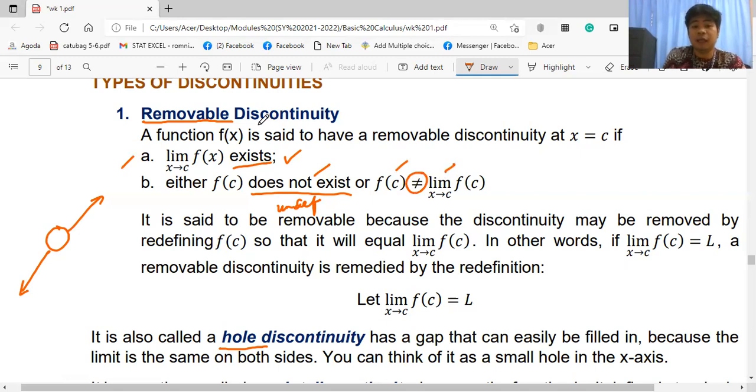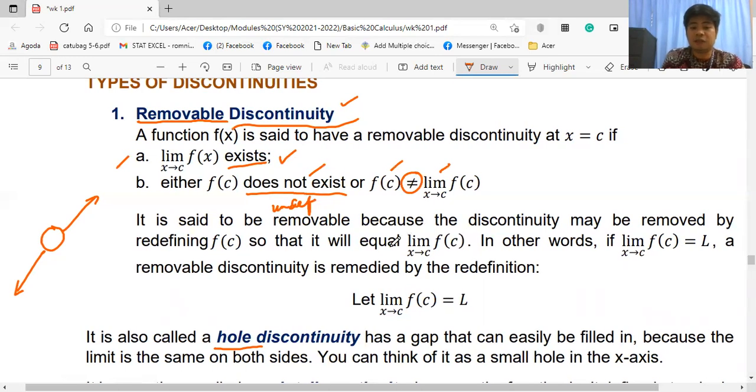Bakit kaya not equal? From that, we can say it is discontinuous. Hindi pwedeng equal sila. Take note yung una nating rule sa continuity, equal naman yun. Pero dito, not equal, making it discontinuous as we prove. Okay? It is said to be removable because the discontinuity may be removed by redefining. We are going to redefine f of c so that it will be equal to limit of f of x as x approaches c. In other words, we have this limit, L, a removable discontinuity is remedied by the redefinition.